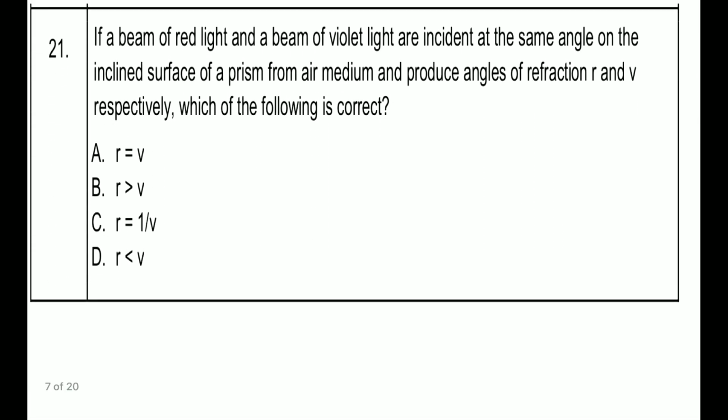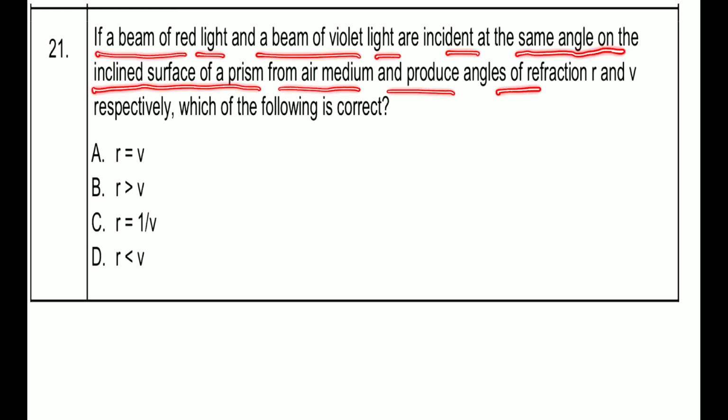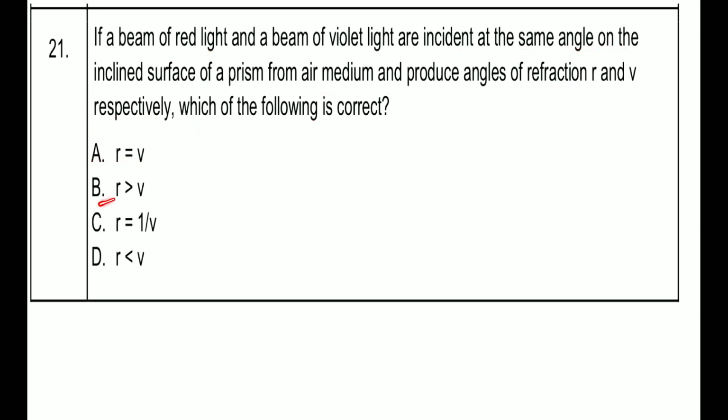This is question number 21 of your NCERT. If a beam of red light and a beam of violet light are incident at the same angle on the inclined surface of a prism from air medium and produce angles of refraction R and V respectively, which of the following is correct? R is equal to V, R is greater than V, R is equal to 1 upon V, or R is less than V.